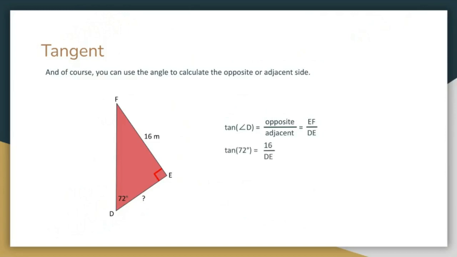16 divided by DE. But instead of multiplying the numbers, to figure out DE, we now have to divide 16 by the tangent of 72 degrees. This gives me 5.2 meters for DE. So, sometimes you have to multiply numbers and sometimes you have to divide them.